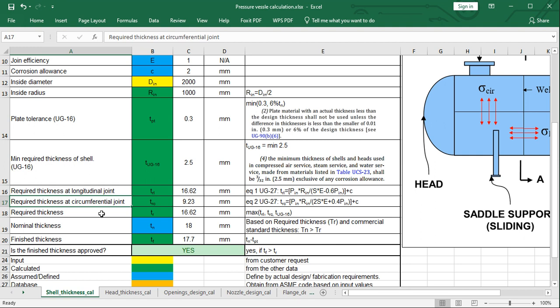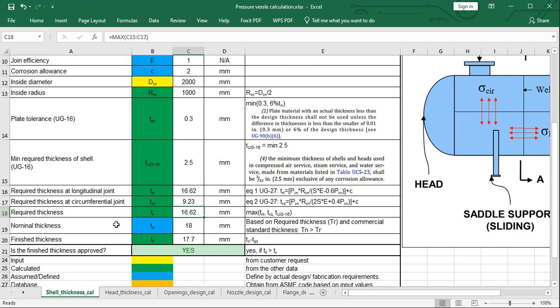The next calculation is the required thickness. This value is selected from the three required thicknesses over here: the required thickness of UG-16, the required thickness of the longitudinal joint, and the required thickness of the circumferential joint. This one is equal to the longitudinal joint value because it is the maximum value.